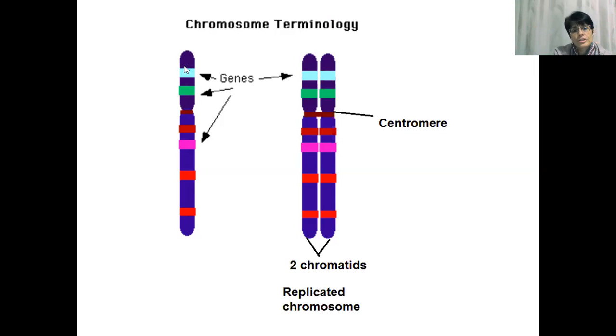Okay, so there's the 2 DNA molecules. If the chromosome replicates, there are 2 tightly coiled DNA molecules held together at a region called the centromere, and those 2 DNA molecules are copies of each other, and they're known as chromatids, held together at the centromere.